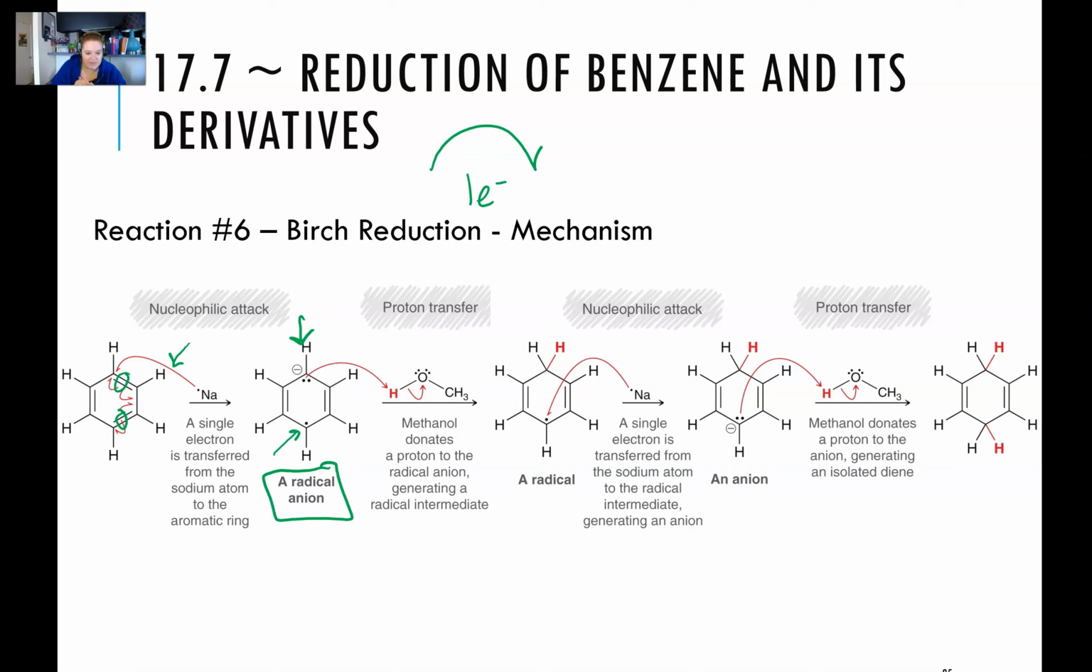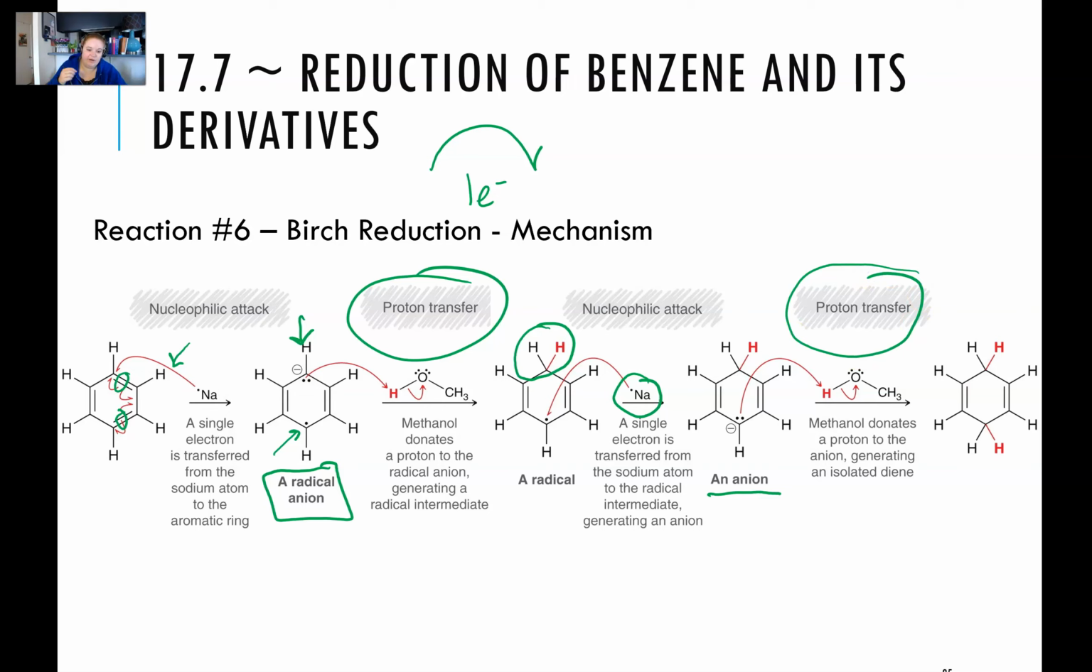So remember, there's also methanol in that solution. So we're going to do a proton transfer. We're going to steal that hydrogen from the methanol. So now our carbon on the top is neutral and happy, but the carbon on the bottom is still a radical. So another sodium is going to donate one more electron to that carbon. Now that carbon is a full anion, and it's going to go through that proton transfer again so that we can have that carbon on the bottom as a full sp3 neutral carbon. So this is our final product over here.